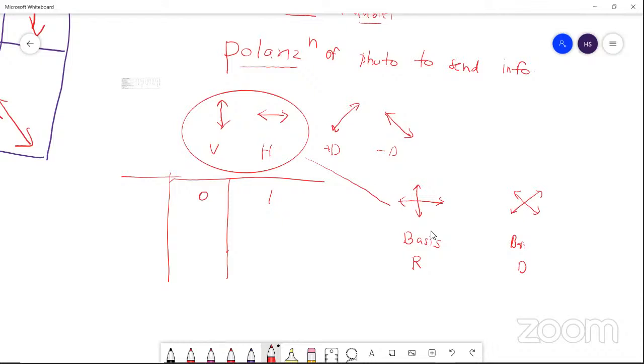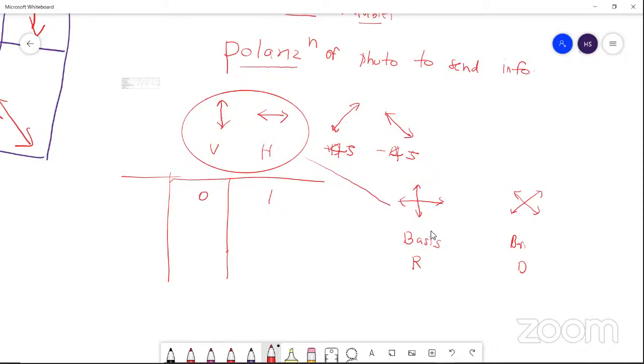So what we are saying is that we can prepare photons vertically polarized, horizontally polarized, and plus 45 and minus 45. Let's call them plus 45 and minus 45. So we can prepare photons which have these kinds of polarizations. This is vertically polarized, this is horizontally polarized, this is plus 45 polarized, and this is minus 45 polarized.